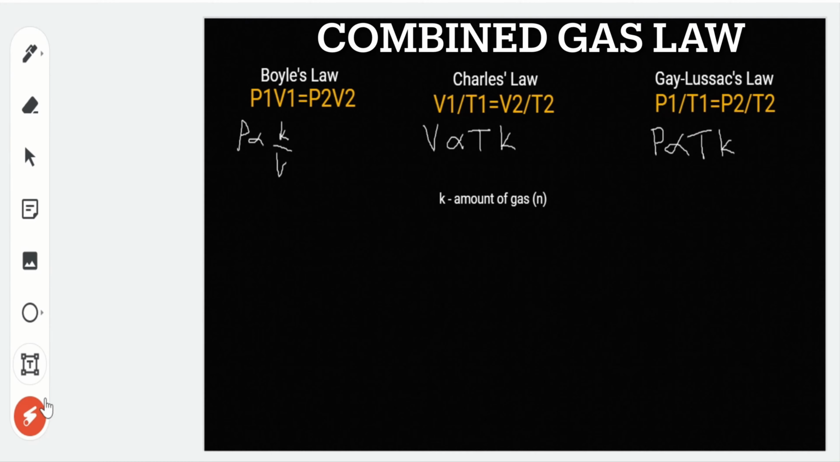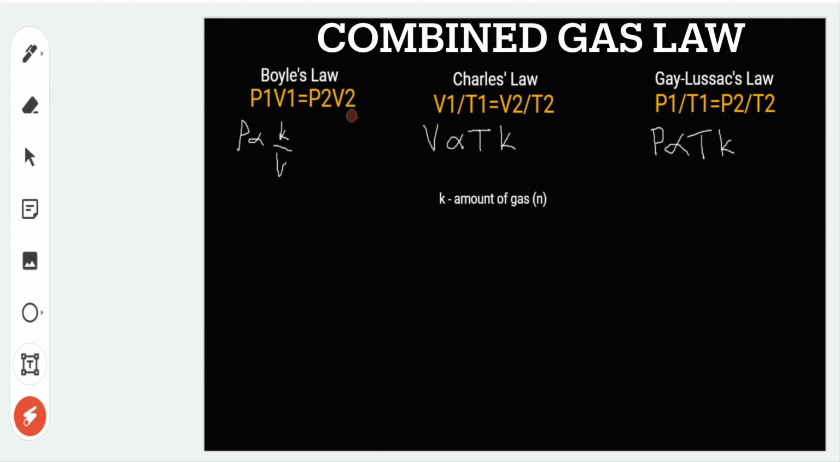Now from this understanding, we can combine these three gas laws in a way that the only constant would be the amount of gas. We can use any of these to show that even though we combine these three gas laws, we can still see their concept.